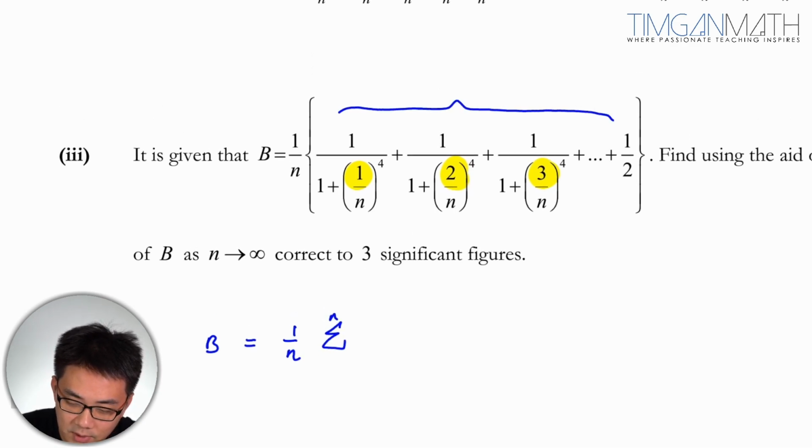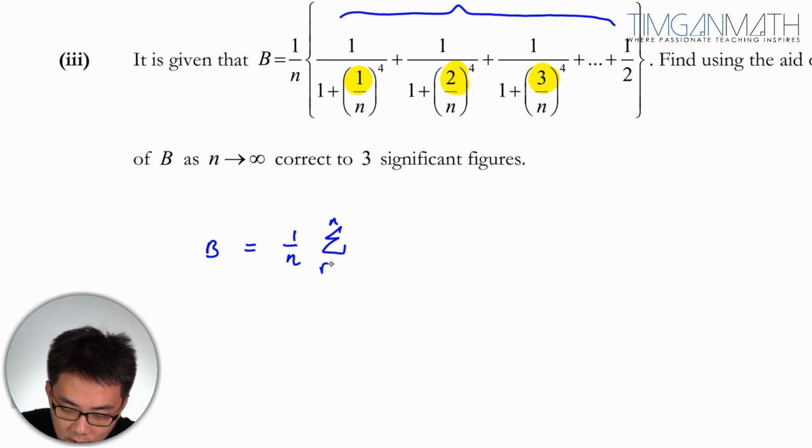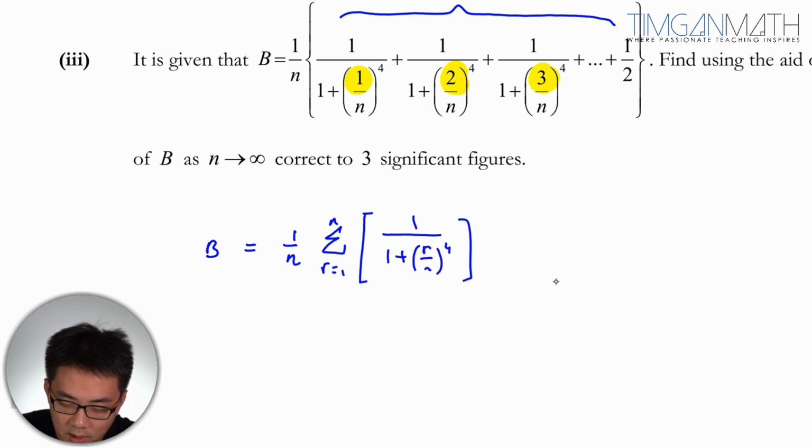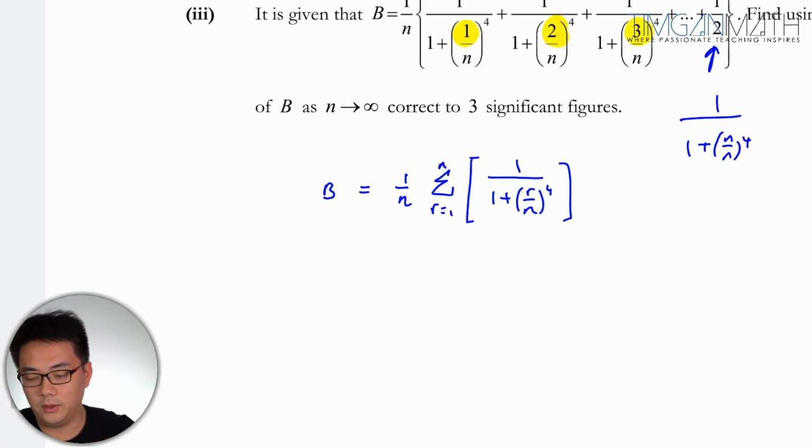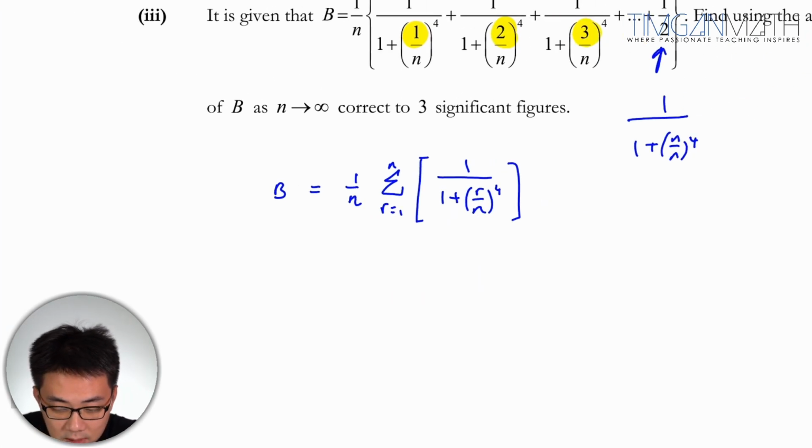You have n terms here, right? n times. So this is n, and you start off with 1 and end with 1 here. So if we want to do this, the general term will be 1 plus r over n to the power of 4. This is the formula that we're using. So you just check: the last one will be 1 plus n over n to the power of 4, right? So that's how you get this form here.